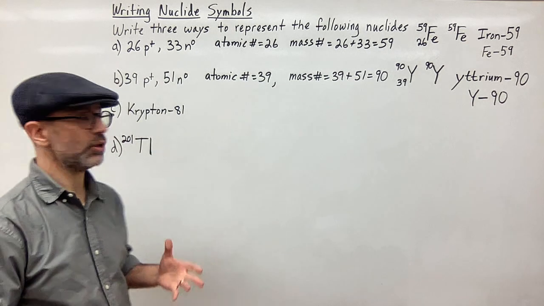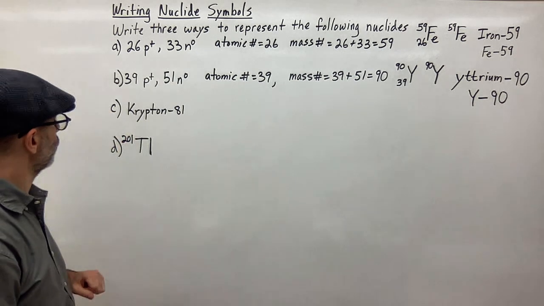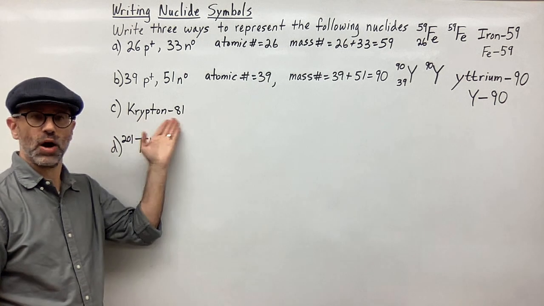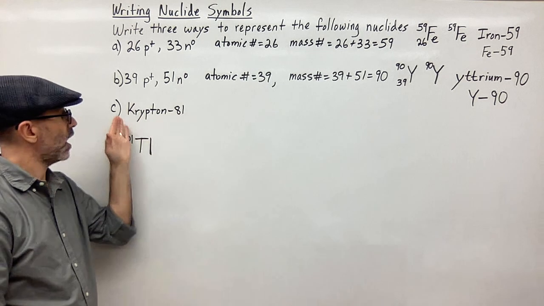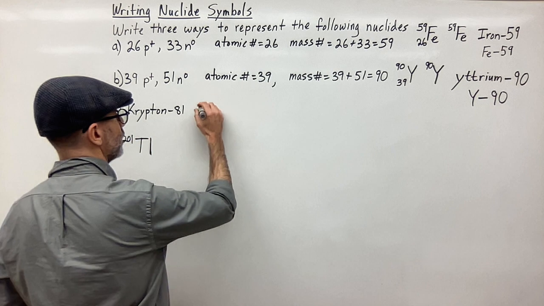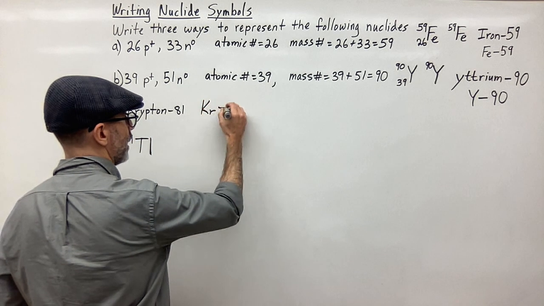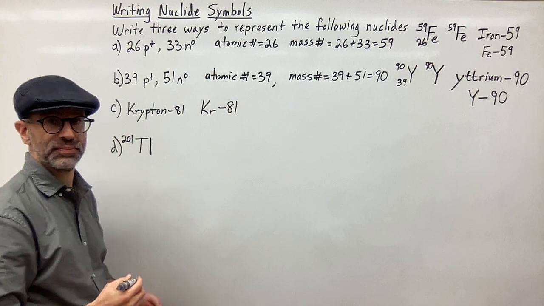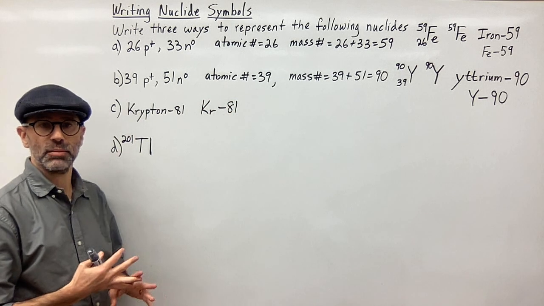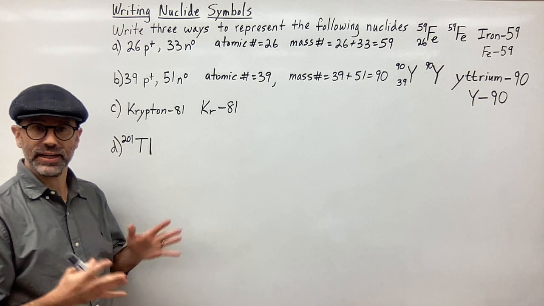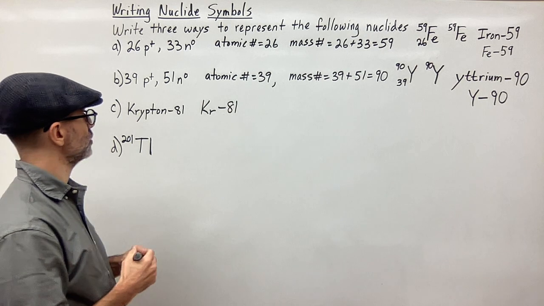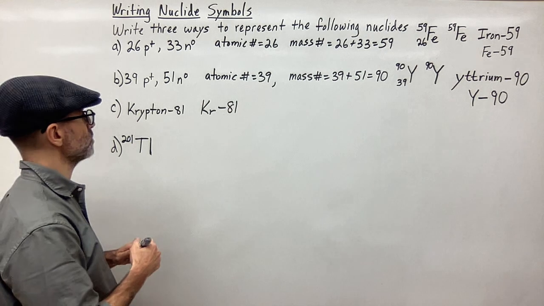Okay, that's number two. Number C, third one. Here they're giving us krypton 81. So this is one of the ways in which to write the symbol. Again, you could have Kr-81 as well. And so now we need to figure out the atomic number, the mass number, and number of protons and things like that, so we could write the other two representations for this nuclide.